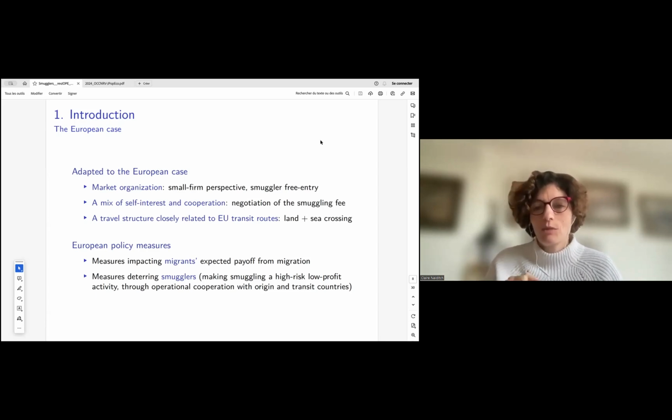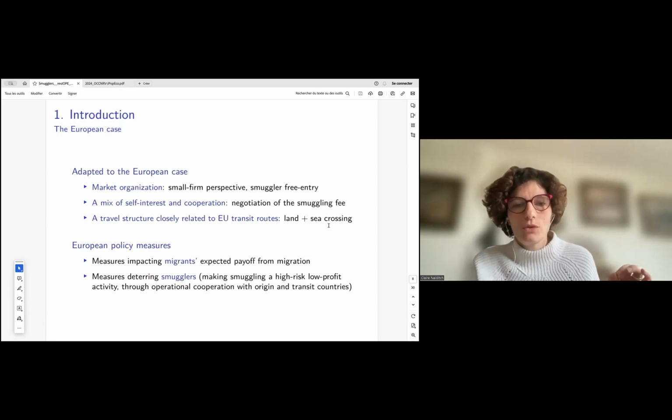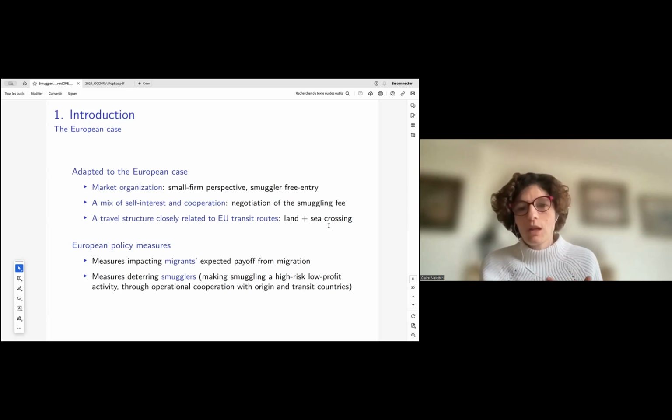And then, as I said, we are going to look at the fact that people are crossing the sea, and many of them will die during the journey. So what we're going to do is to look at two kinds of European policy measures: the ones that target the migrants and try to discourage them from coming, and the ones that target the smugglers, to turn this market into a high risk and low profit market instead of a low risk and high profit activity.